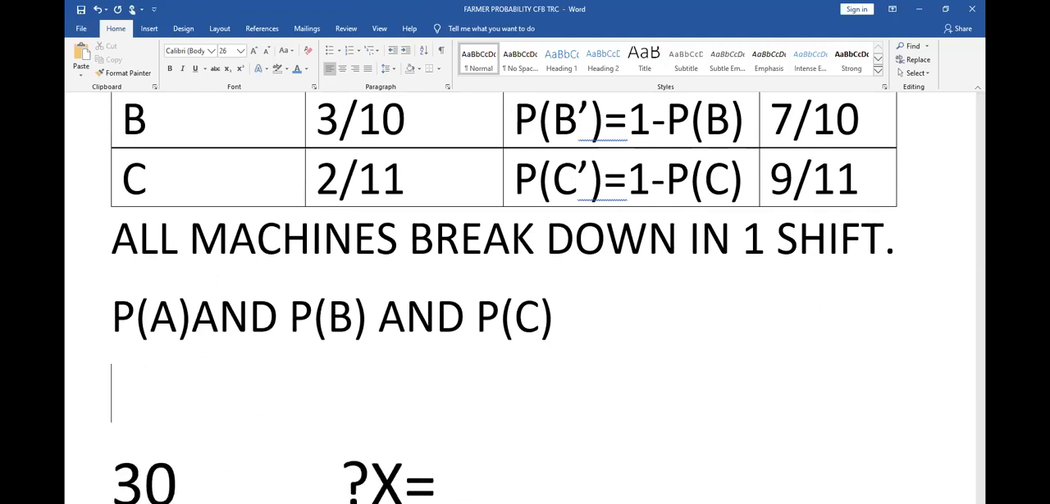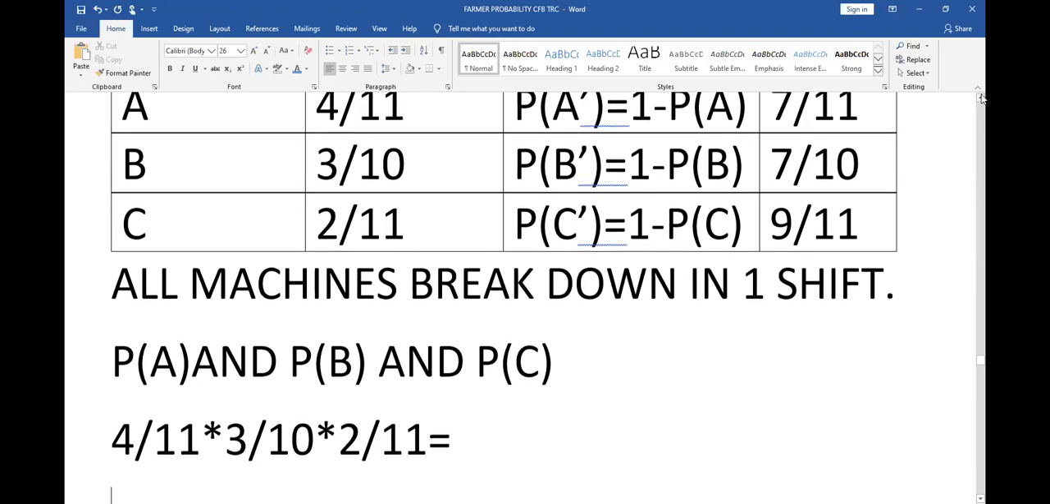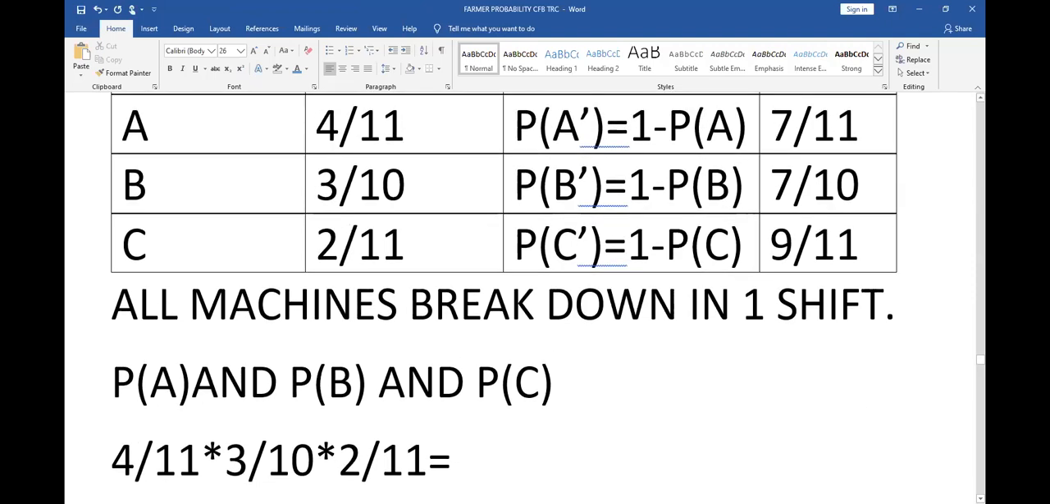So in short, it is 4 by 11 multiplied by 3 over 10 multiplied by 2 over 11. That answer, you can solve it for yourself there at home. This is the probability of all the machines breaking down in one shift. That's the first question that we have been given.